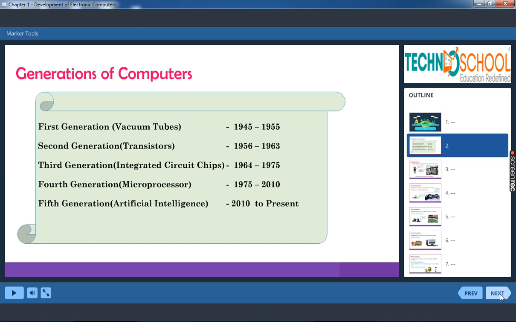Third generation, its device is integrated circuit chips. It is from the year 1964 to 1975. Next, fourth generation, its component is microprocessor. It is between 1975 to 2010. Fifth generation, artificial intelligence, from the year 2010 to present.